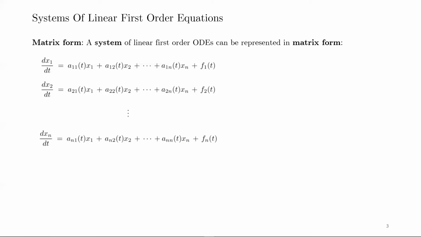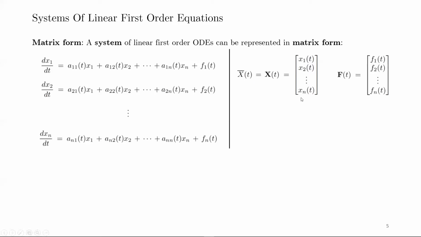We want to write this system of n equations as a single matrix equation. So I'm going to define this boldface x. I write it in bold because it's representing a vector. This x is going to be the vector of all the dependent variables: x1, x2 through to xn. The vector f is going to be the vector of all the non-homogeneous terms: f1, f2 through to fn.